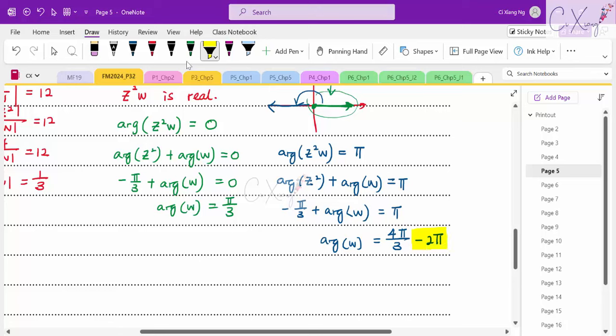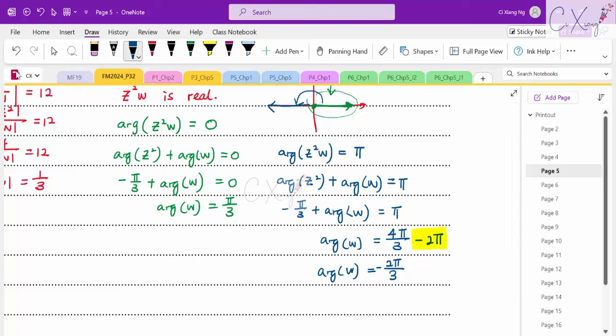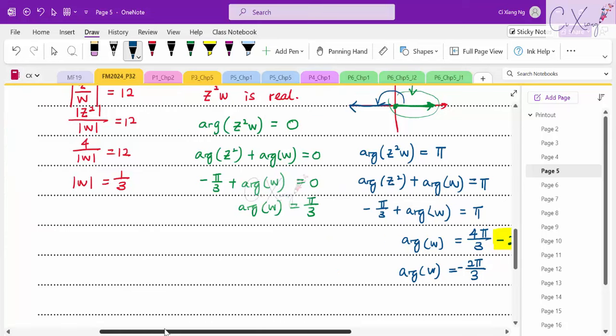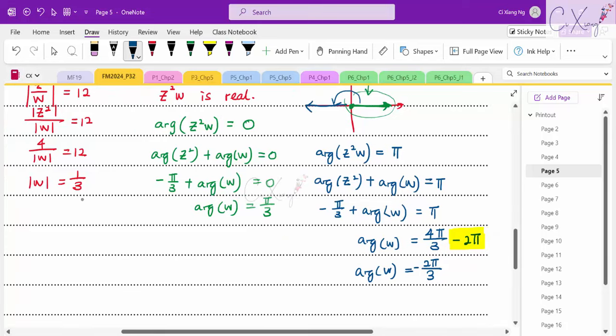Okay, to find out the angle in the previous round. So from here, I get my argument of w equals to, what should it be? It should be 2 pi over 3. Oh, sorry, negative 2 pi over 3, because this one minus 2 pi should be negative 2 pi over 3. Okay, so here I got two arguments for the w and also one modulus for the w.